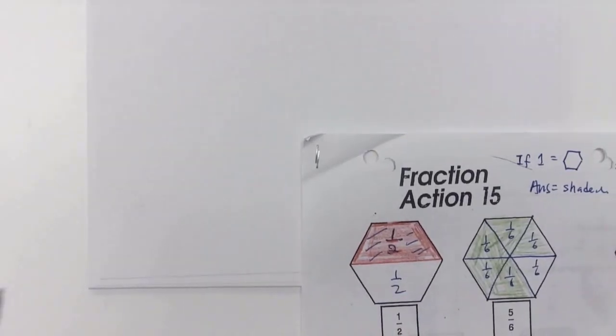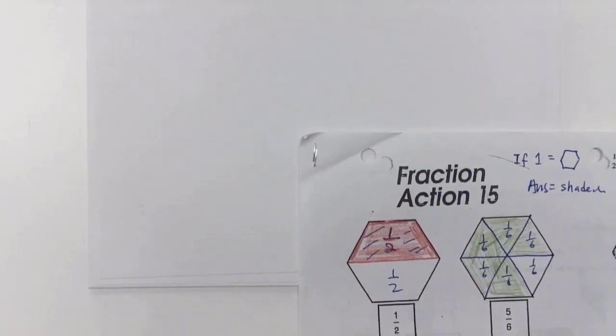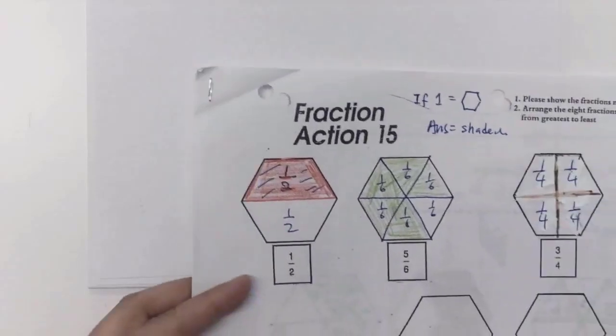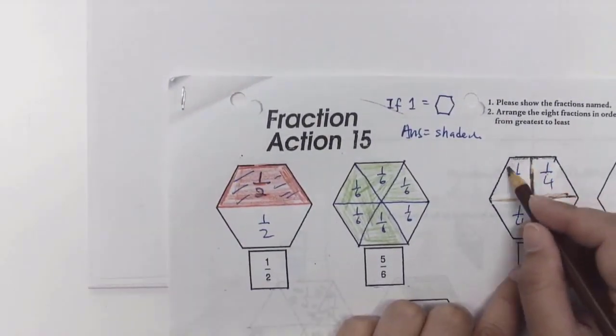So the next one is 3/4. You have to pick the right shape, cut it into 4 equal parts, like the shape that you have, and color in 3 out of 4, right? So which shape did you pick for 1/4? The brown one, and 4 of the brown ones will fill 1 yellow hexagon, right? So you need 3 out of the 4.